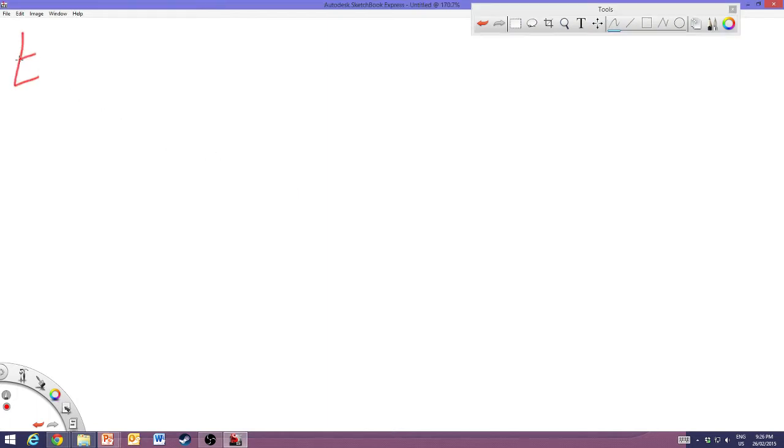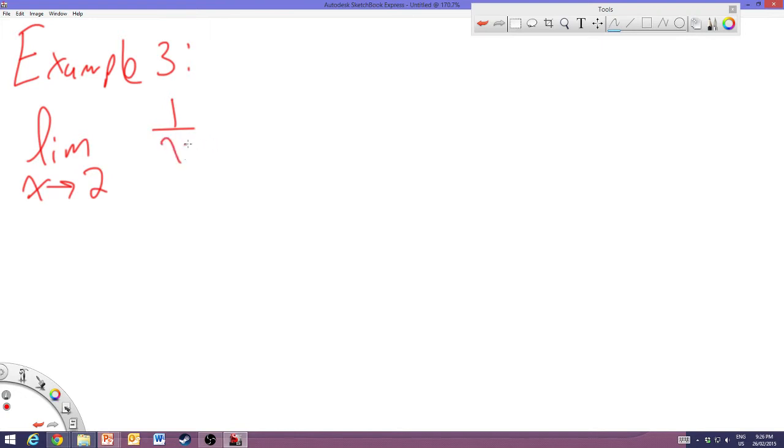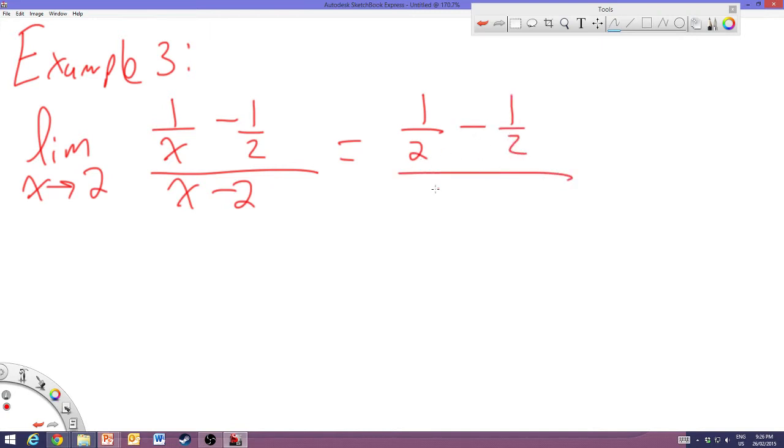One last example. Example 3. Okay, so here we go. This will be the limit as x goes to 2 of (1 over x minus 1 over 2) all over x minus 2. So let's put x equals 2 into the equation first. That's kind of my first step. This gives me 0 over 0, which tells me I can probably manipulate it algebraically and factor something out, which I will do.